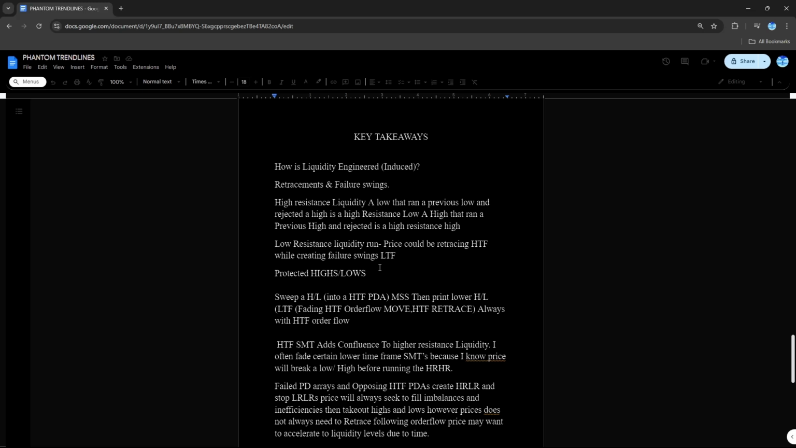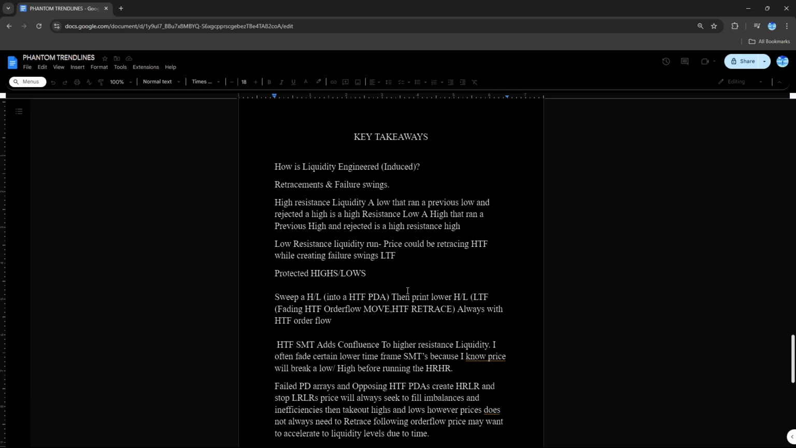We'll sweep a high or a low into a high time frame PD array. I don't know why that's there, right? We will fake a market structure shift into the high time frame PD array, then print a lower high or higher low on the low time frame, fading the high time frame order flow into a high time frame retrace. Always trade with high time frame order flow, allowing the high time frame SMT to add confluence to high resistance liquidity, and understanding that it's even more high resistance.